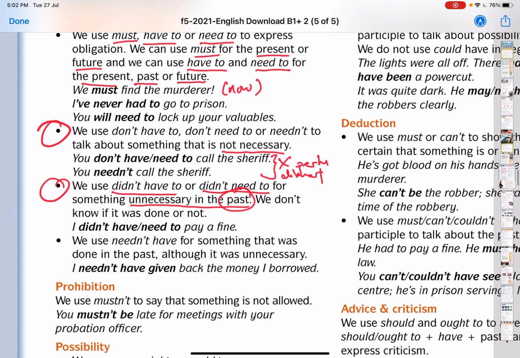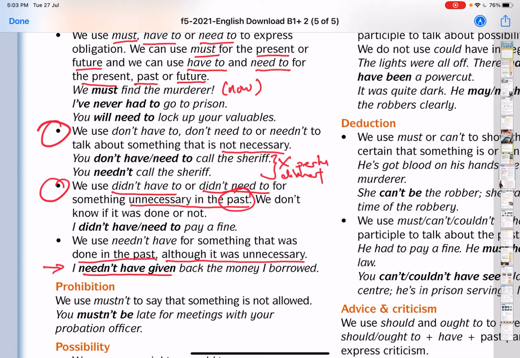We use needn't have. Okay, we use needn't have for something that was done in the past, although it was unnecessary. Maksudnya di sini sesuatu perbuatan yang telah berlaku, tetapi benda tu sebenarnya tak perlu. Look at the example here. I needn't have given back the money I borrowed. Sebenarnya duit yang kamu pinjam tu kamu tak perlu bagi balik, tapi kamu bagi balik.